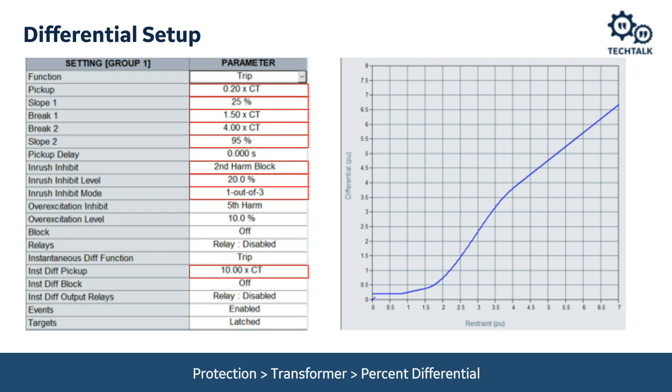We didn't speak too much about it, but we did mention instantaneous differential, the 50/87T. That'd be this int diff section near the bottom. If you choose to use it, you'd set it to probably a fairly high value, more as a backup function.